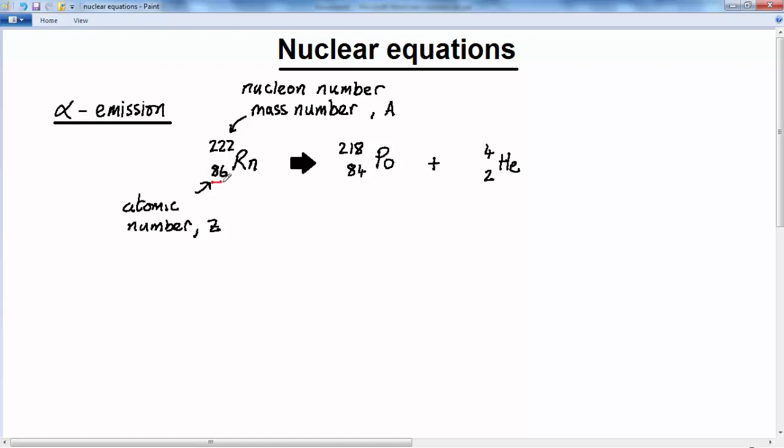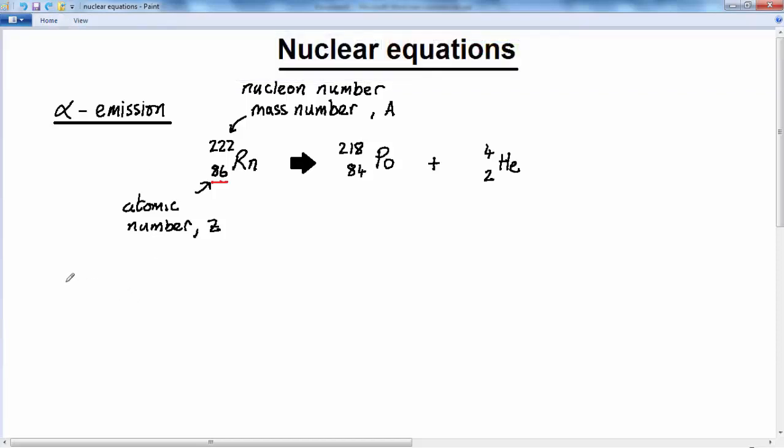The atomic number of radon in this case must be equal to the atomic number of polonium plus the atomic number of helium. 84 plus 2 equals 86. Exactly the same with the nucleon number: 218 plus 4 is equal to 222. So it's very usual in exam questions that they'll give you an equation like this, but they'll miss out a number. For example, they say what is the mass number or nucleon number that goes here with polonium. So that's very typical.